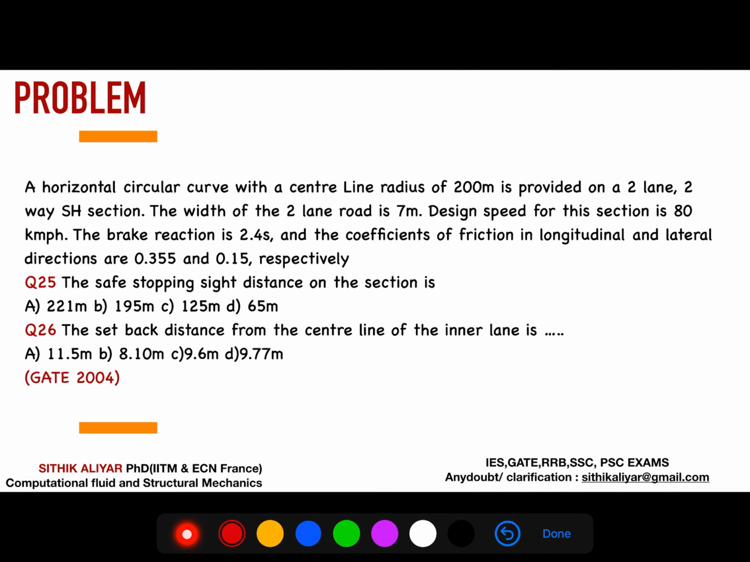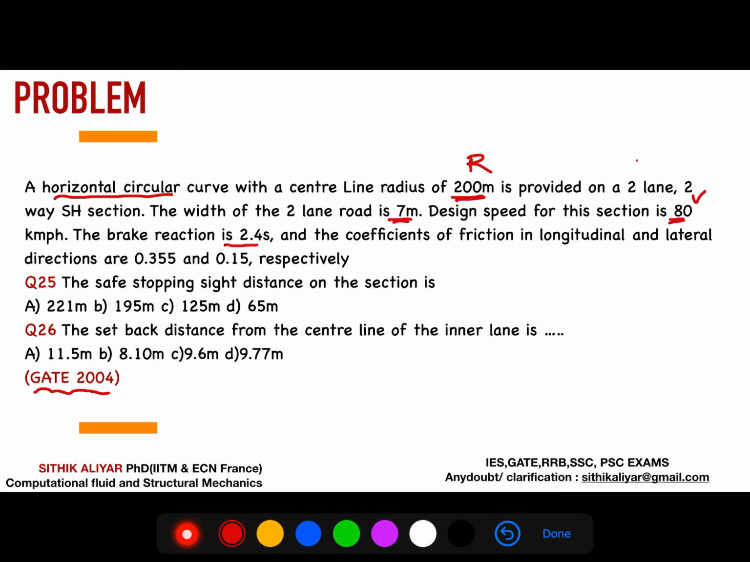The next question will be a little more complicated. There is a horizontal circular curve with a center line radius of 200 meter, provided on a 2-lane 2-way section. So the number of lanes is 2. The width of the 2-lane road is 7 meter. The design speed for this section is 80 km per hour. They have given V as 80 km per hour.